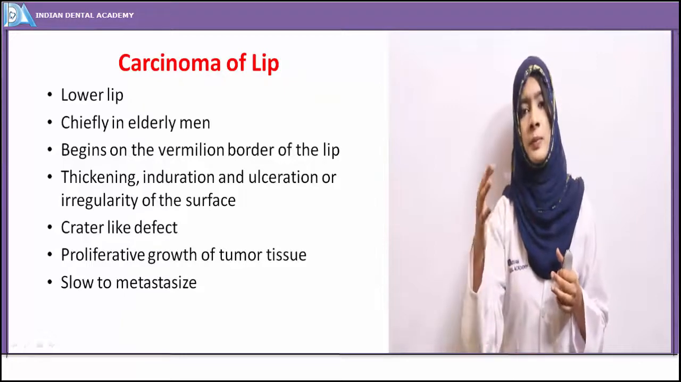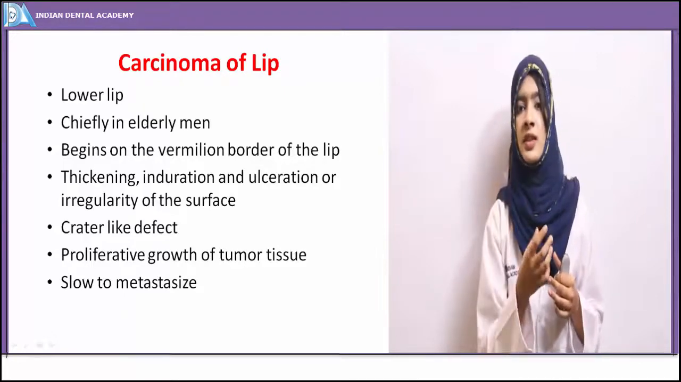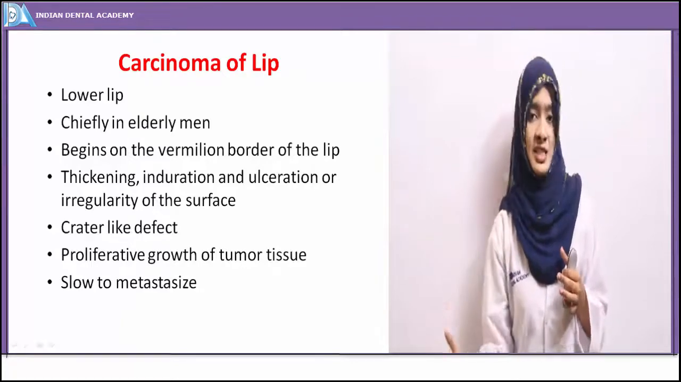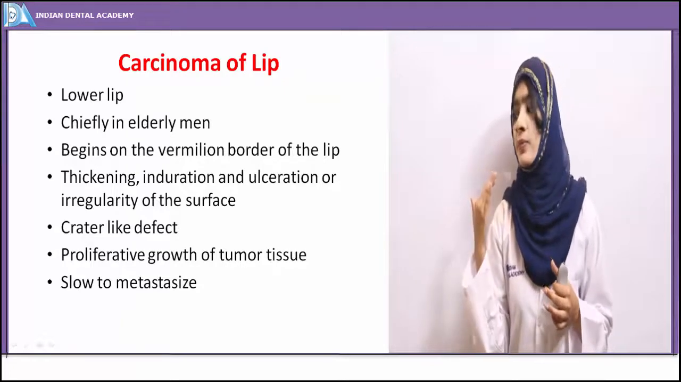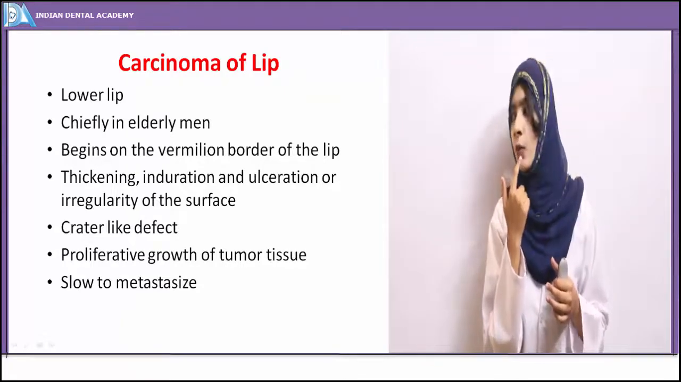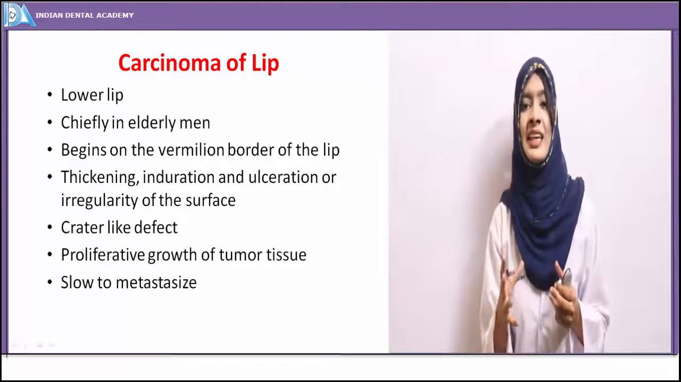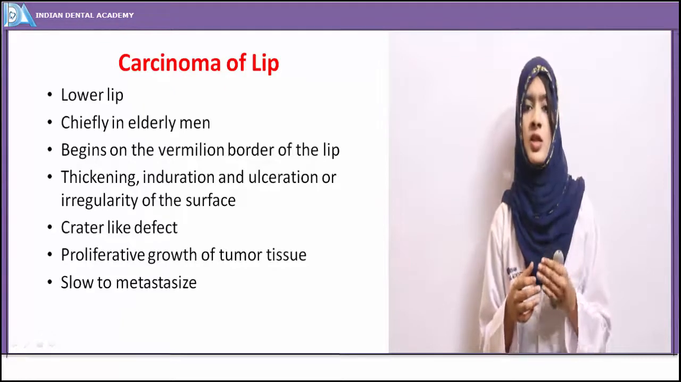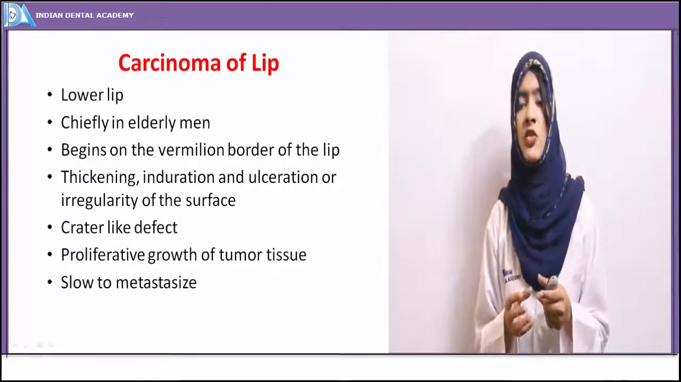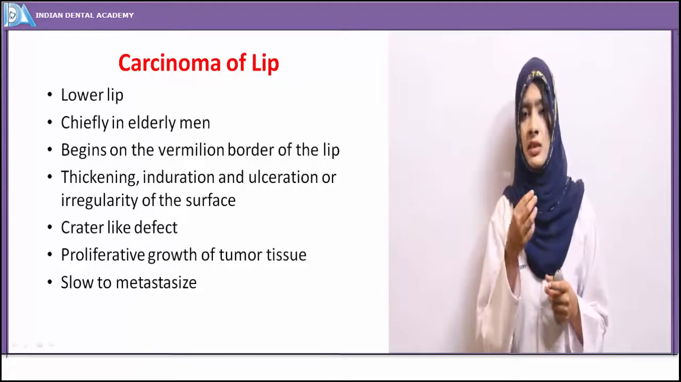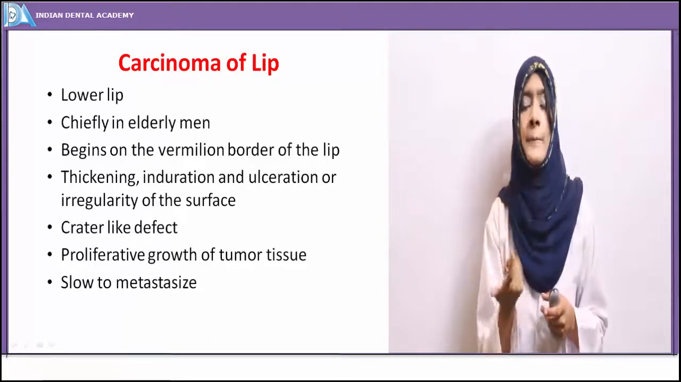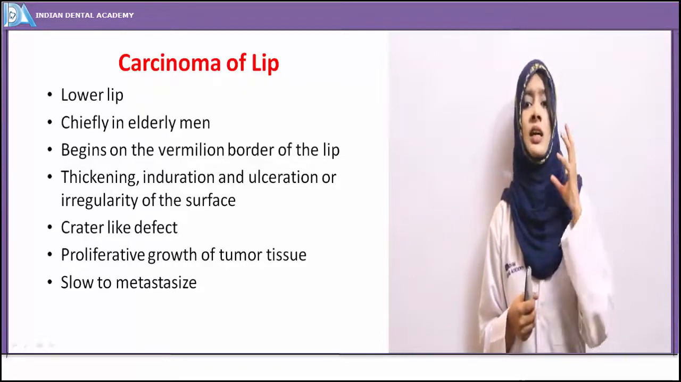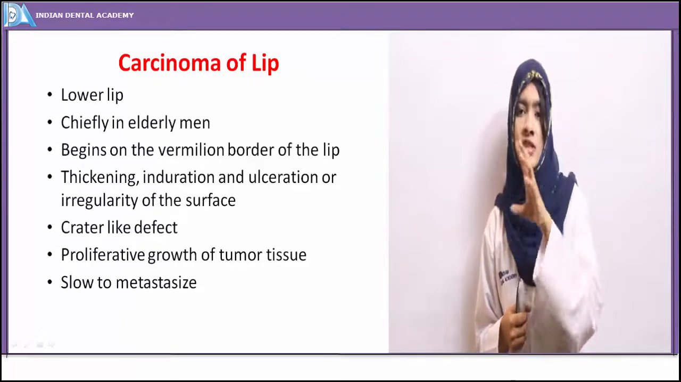And females are a little bit protected from sun exposure because of the application of lipstick. So carcinoma of lip is relatively less common in females. It begins on the vermilion border of the lower lip. Initially, it begins as a thickening of the lip epithelium. The induration of the lip epithelium is seen, and once the disease progresses and invades, ultimately ulceration of the lip occurs, and it is a little bit thickened and nodular and painful. The lip becomes painful, and once the ulceration begins to start, a crater-like defect in the epithelial grooves is seen.